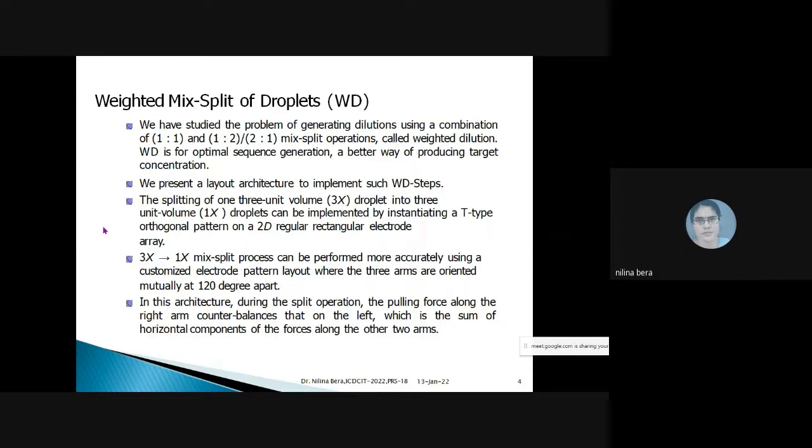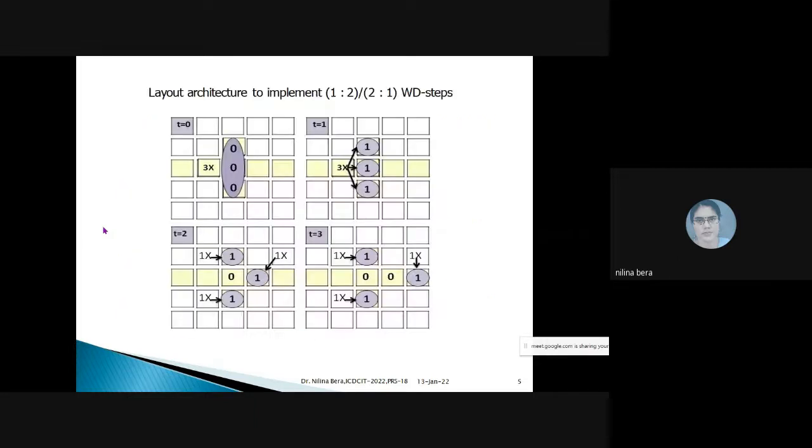Here we are basically considering splitting of a 3 unit volume, that is 3x unit volume droplet, into three 1 unit volume, that is 1x droplets. So this is basically the layout architecture. We have an array of electrodes, a 5 by 5 array, and we have four time instances. Now at t equal to 0, we have one big droplet of size 3x located, and this droplet is grounded, that is basically a low voltage.